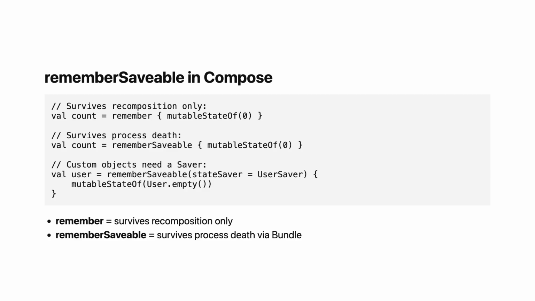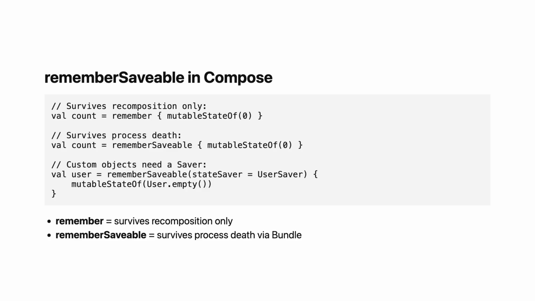For custom objects, you need to provide a Saver, an object that knows how to convert your custom type to and from a bundle-compatible format. The listSaver and mapSaver helpers make this straightforward for most cases. Just like with saved state handle, keep the saved data small. Save identifiers and UI state, not large data objects. If you have a screen with a search query and search results, use rememberSaveable for the query text and re-execute the search when the composable is recreated.